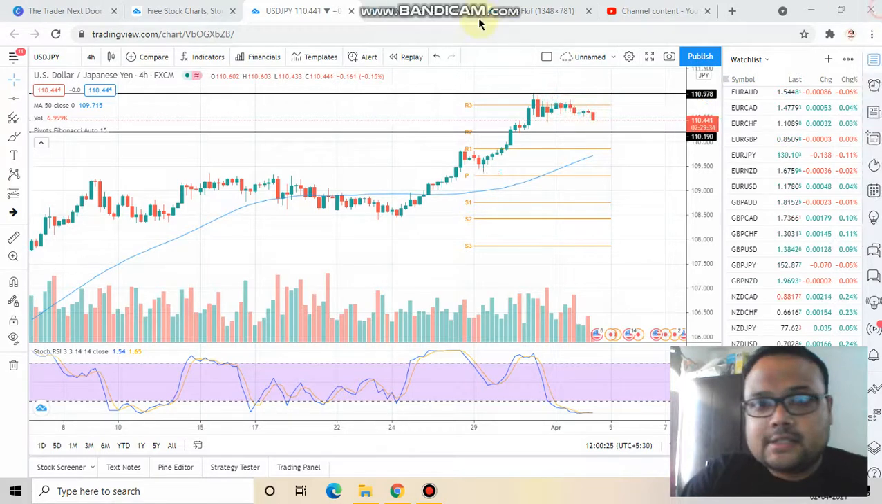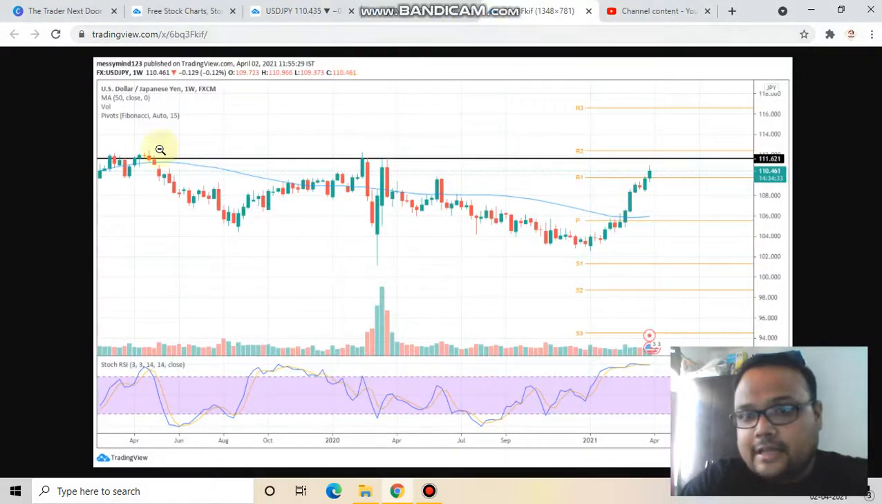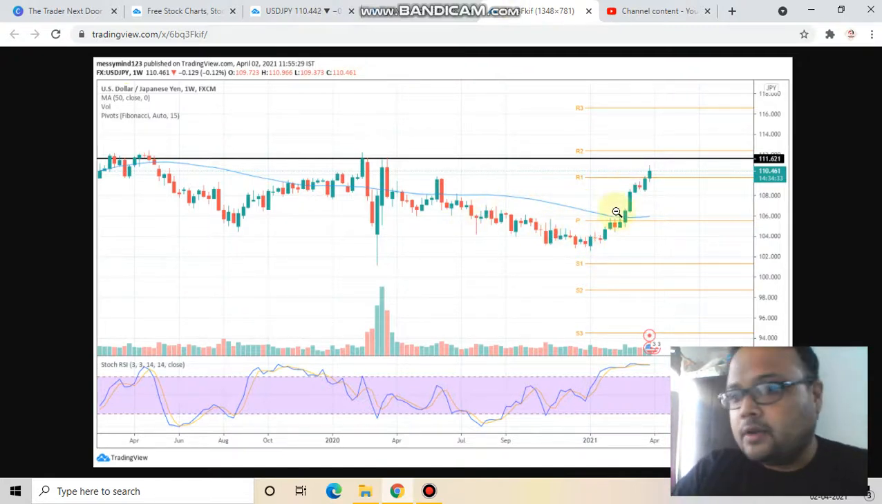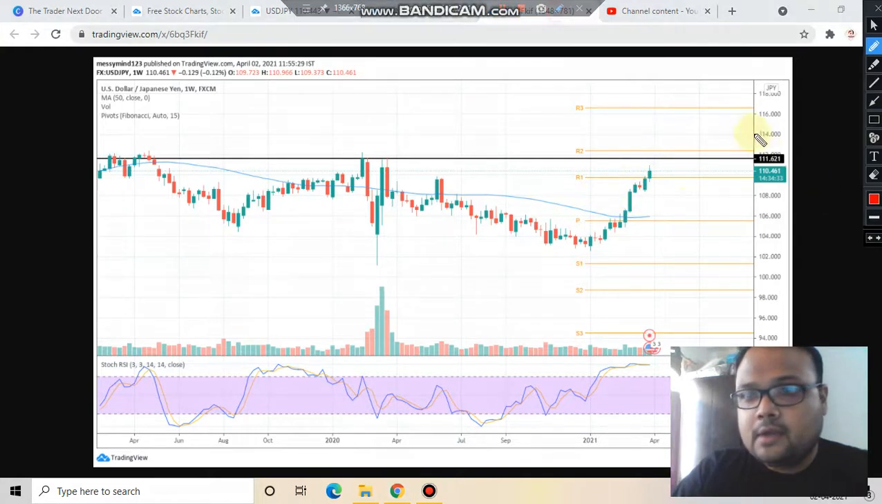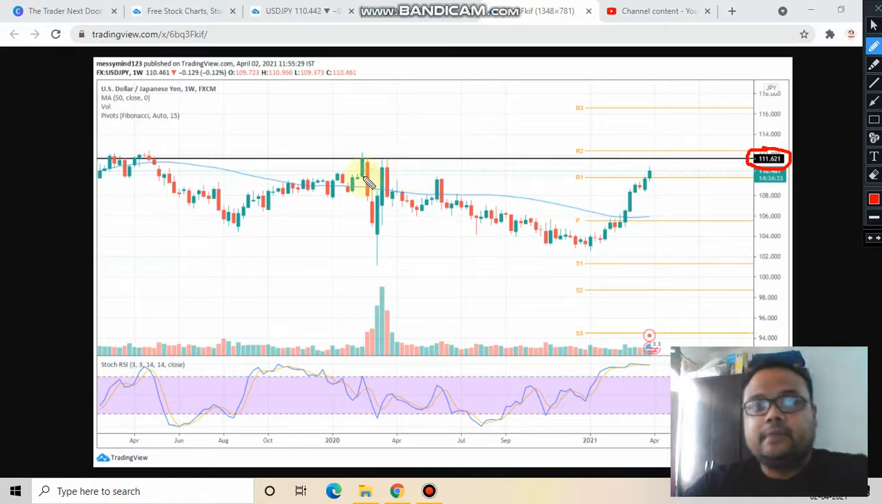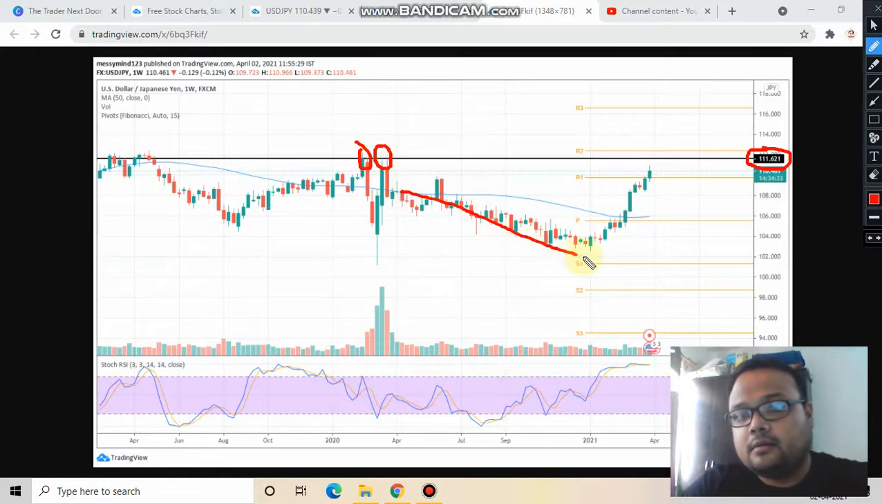Now let's check the weekly time frame. In the weekly time frame you can see that market is in beautiful uptrend, but if you look at this particular line, 110.62 level, you can see that there has been some resistance in this price level. See, market tried to cross this particular level twice, but market failed and market came down.